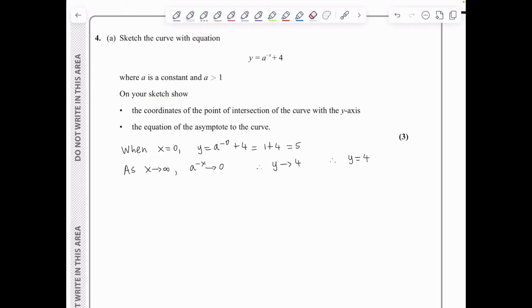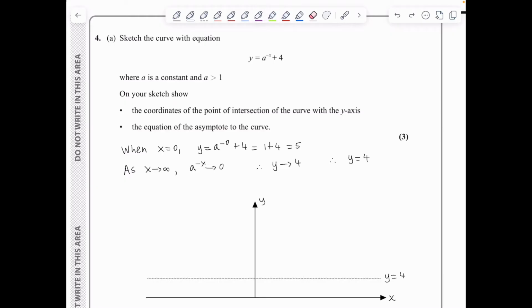This means I can proceed now into sketching the curve. We've got my x and y axis. I will start by drawing my horizontal asymptote with equation y is equal to 4. And we've got the curve coming down from left to right, cutting the y-axis at 5. So we've got this going down like that, and that's the graph of y is a to the minus x plus 4.